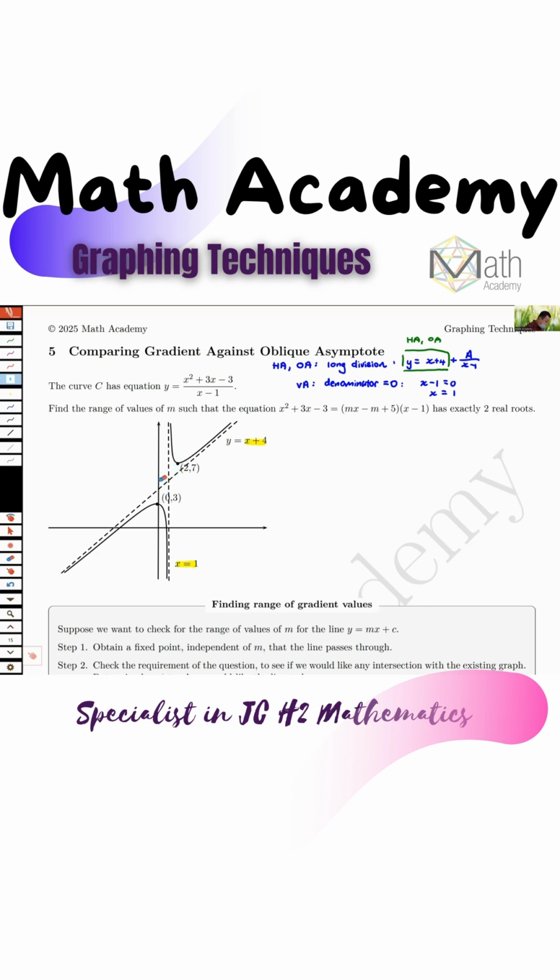Okay, but let's go through now the problem. Let's say this graph was already drawn out. Then this is one possible hence question. They would like you to find the range of values of this m such that we have this particular equation to have two real roots.